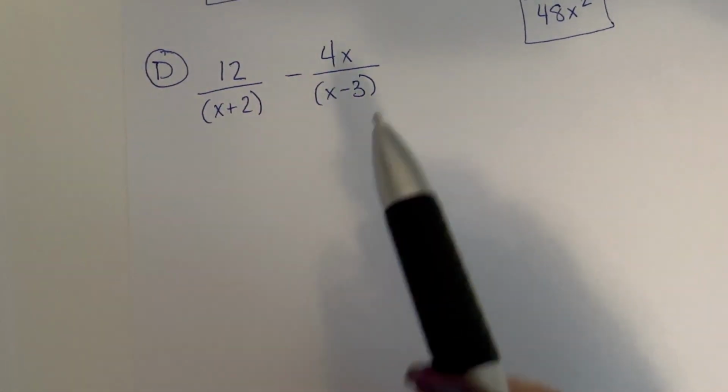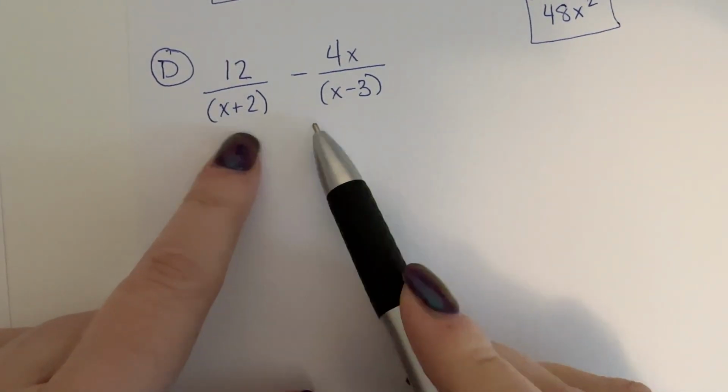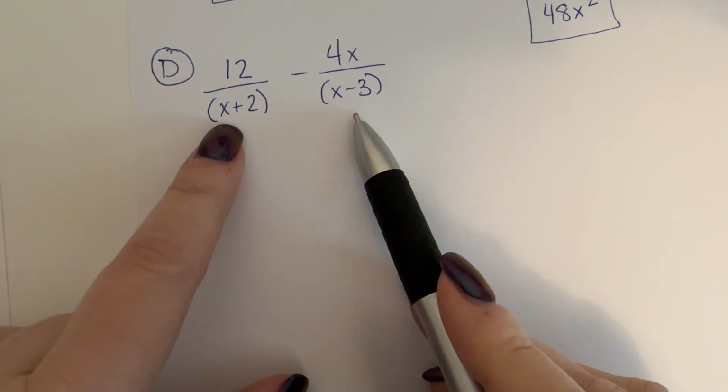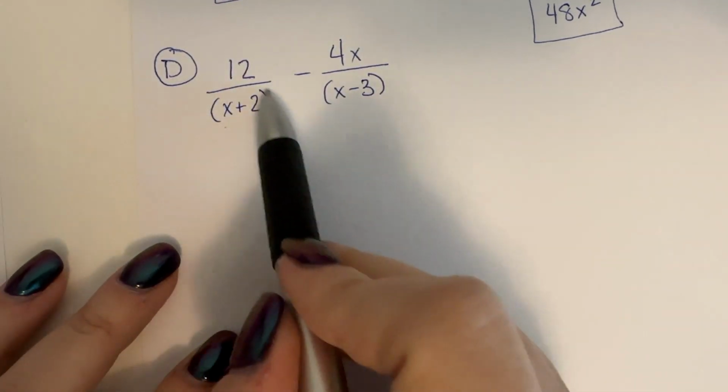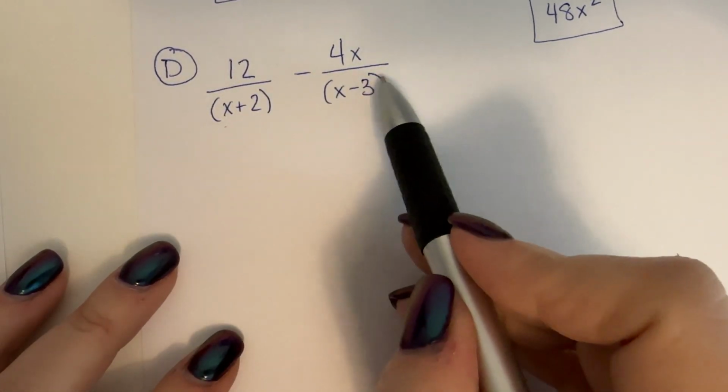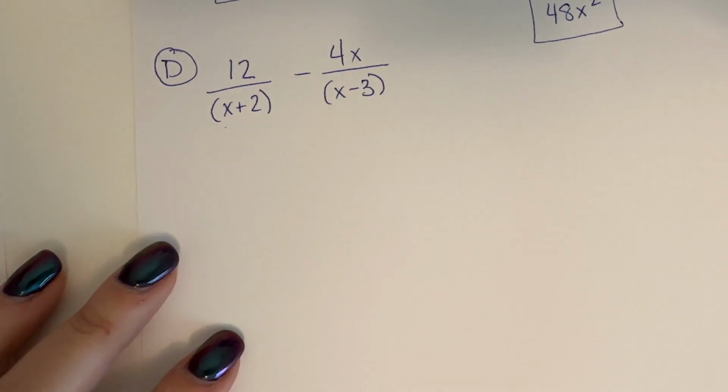Okay, so let's talk about these parentheses. They are absolutely not necessary. I just put them on there so they'd be the same. Remember that factors are things that are multiplied, not added or subtracted together. So this is a factor in its entirety, and this is a factor in its entirety.